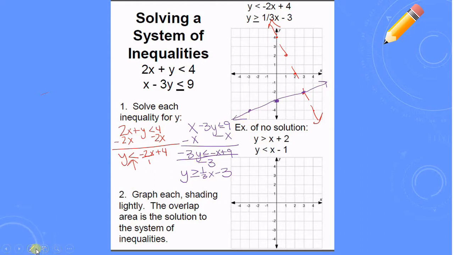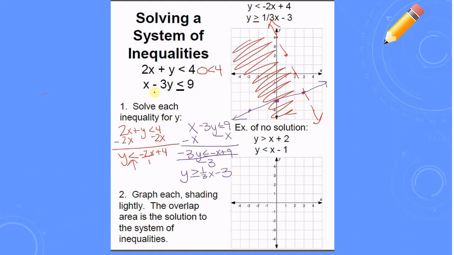Now, I haven't shaded yet. So let's shade our red side. I'm going to take 0, 0 and plug it in for x and y. So I'm going to get 0 plus 0, so 0 is less than 4. Is 0 less than 4? That's the question I have to ask myself. Yes, 0 is less than 4. So then I get to shade on the side of 0, 0 with my red. So there's my red shade.